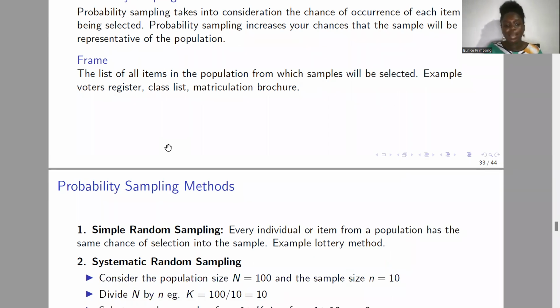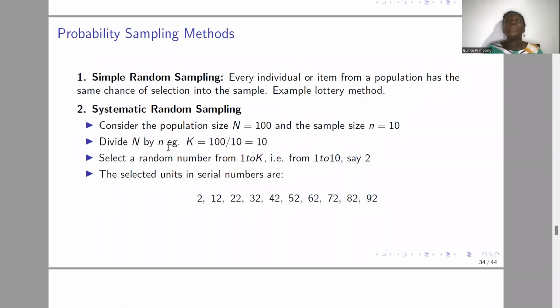So under systematic sampling, you have your population size and your sample size. The big N will stand for your population size. In this example, we are using a population size of 100 people. So let's say in your class, there are 100 of you. And then for the sample size, I want just 10 people for my study. So my sample size is 10.